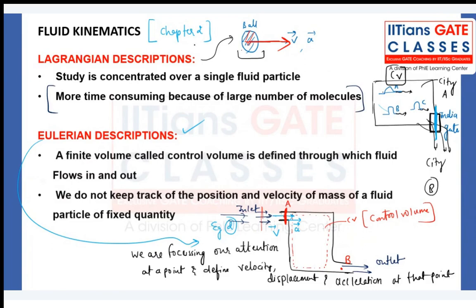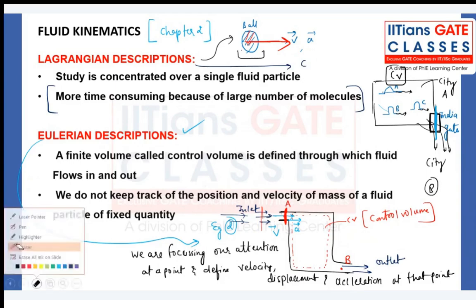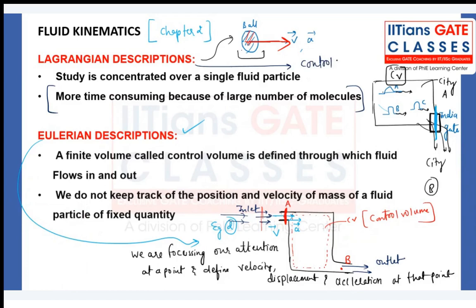So sometimes we say this is control mass analysis, and this we say is control volume analysis. That's why a finite volume called the control volume is defined, through which fluid is flowing in and out, and we do not keep tracking the position and velocity of the mass of a single fluid particle of a fixed quantity.